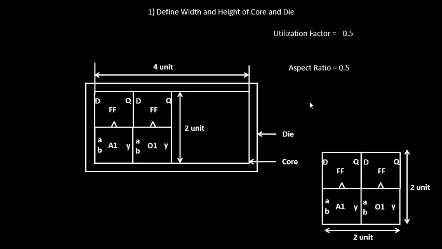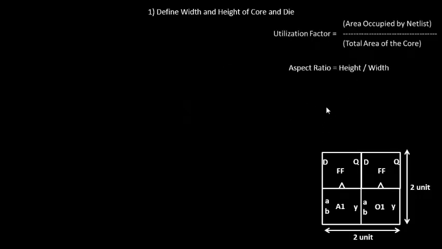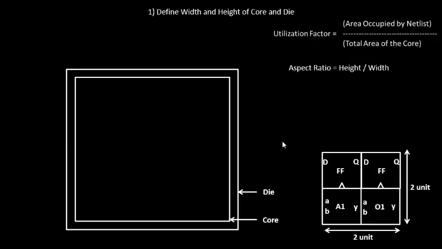So what we'll do is, since we'll take some more examples, let us take an example of a square chip. Since I'm already running out of time, let's try to take an example of a bigger chip. We'll try to place this logic inside this and calculate the utilization factor and the aspect ratio. Let's try to do all this in the next video.